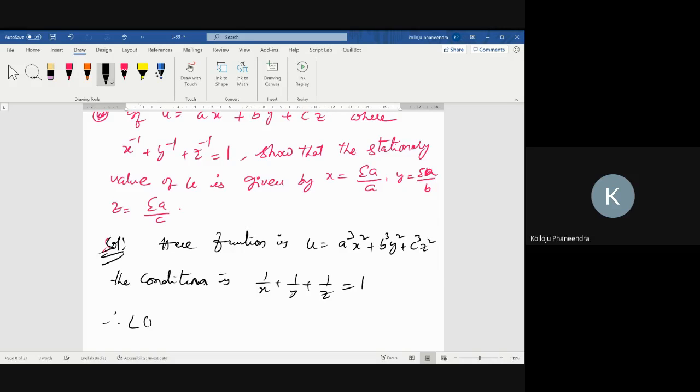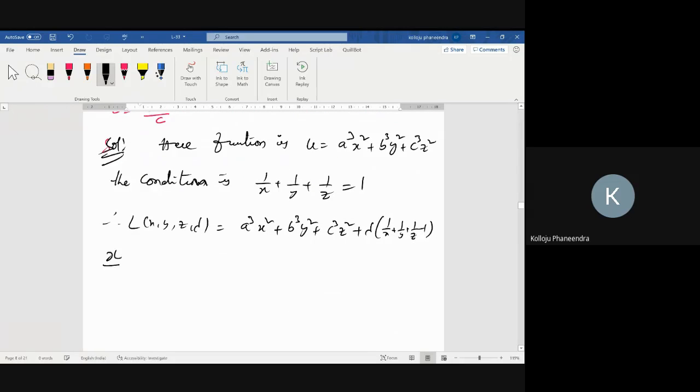Therefore, what is Lagrange's function? I'm giving it shortly. You have to write every step in the examination. This is a cube x square plus b cube y square plus c cube z square plus lambda into (1 by x plus 1 by y plus 1 by z minus 1).